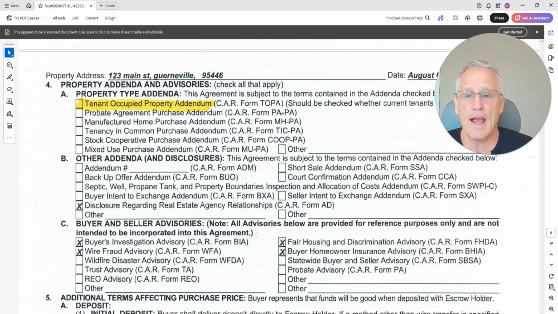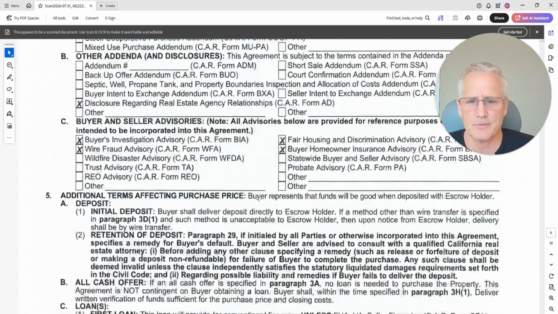If, say, you had a property that had a tenant and the tenant was going to be staying in the property, you would want to check the tenant occupied property addendum, which details out things like rent and how long they're staying. You also have to do an estoppel certificate, which you get a copy of the leases. So it just basically nails down a lot more of those details.